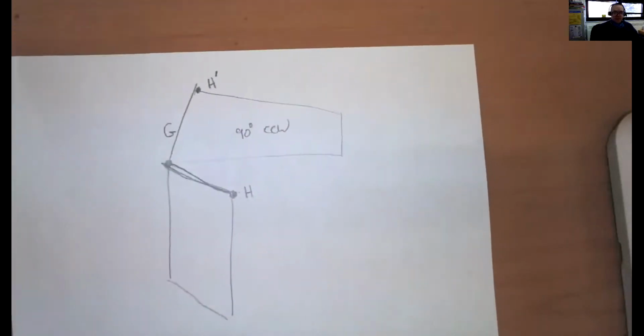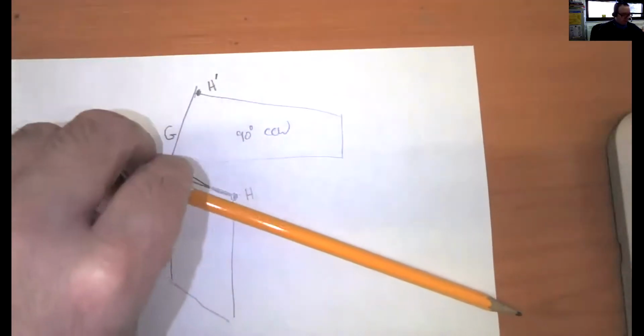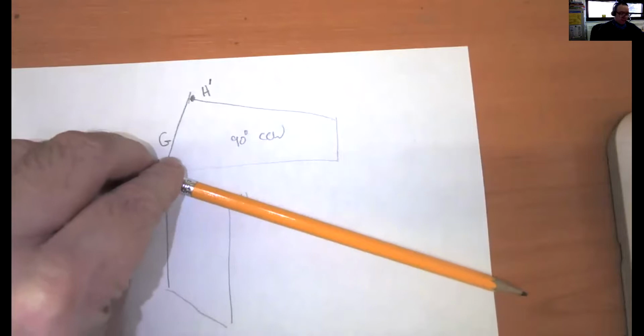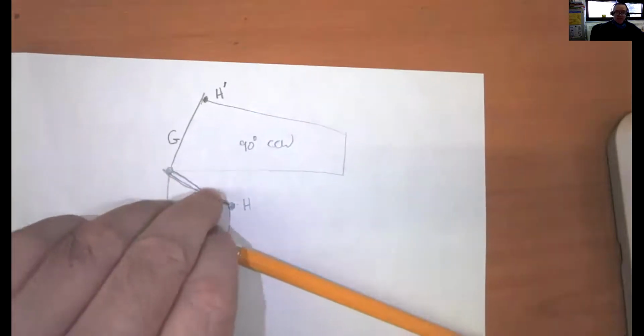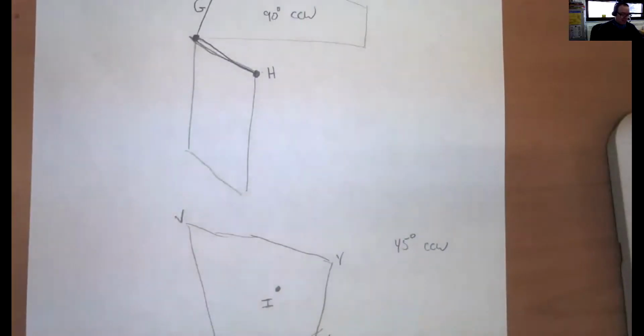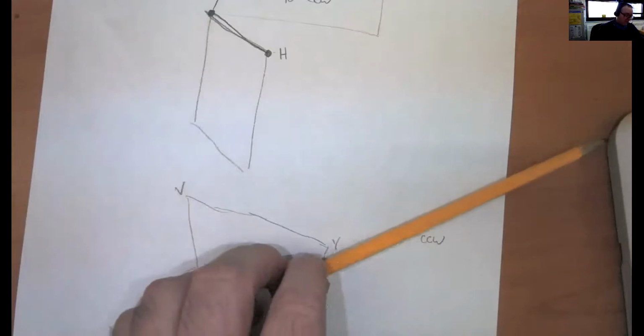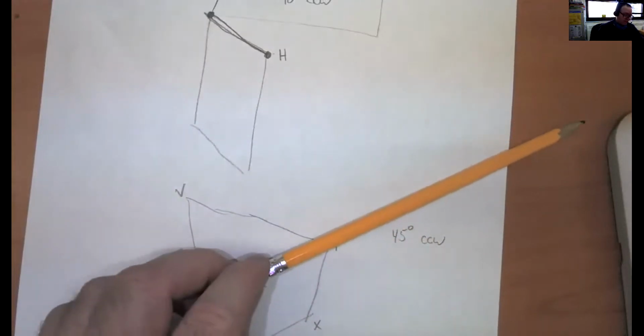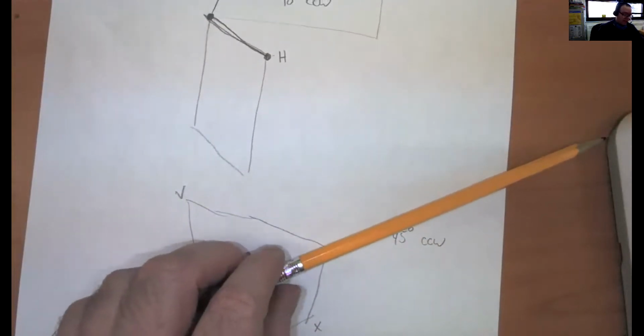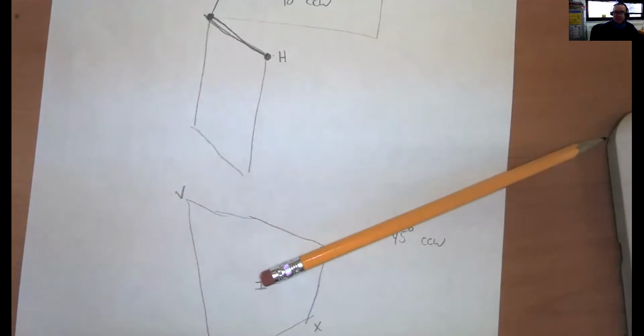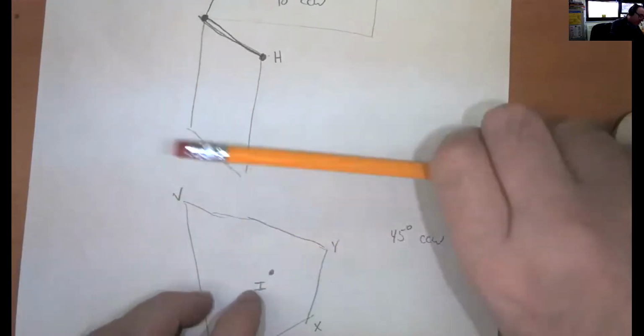The difference was, for this problem, when I looked at the line segment from H to G, that actually was a line segment on our figure. In this case, none of the figure is attached to I, but it's not a big deal. We can answer the same question. If I put my pencil from I to Y, what does 45 degrees counterclockwise look like?